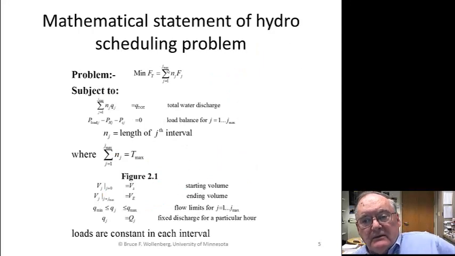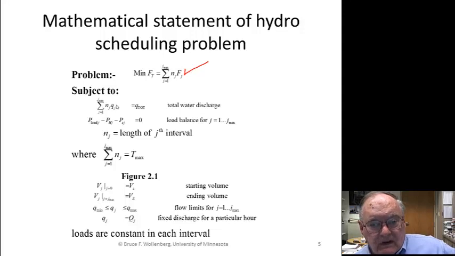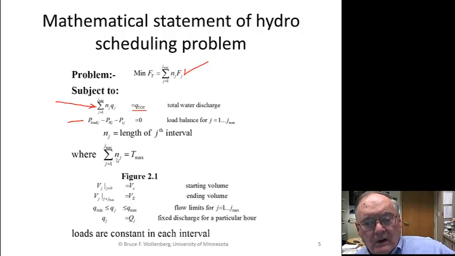Here's the mathematical statement. Minimize overall the steam units, N_J times F of J for each time period. In this case, it's very similar to the gas contract. We're going to have a Q, and we're going to say, I'm going to burn so much water discharge over the whole period. I have so much load. There's my loading, says the load minus the hydro minus the steam, where N is the length of the jth interval. The sum of all the N's is T max, so that's the total time that we're adding up.